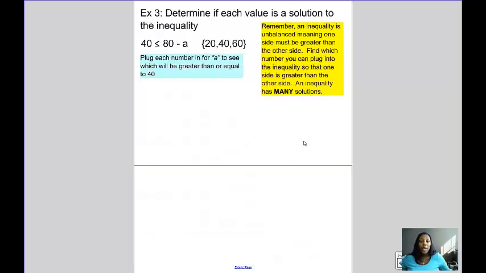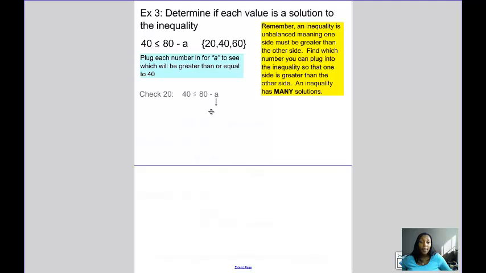So example 3, we're determining if each value is a solution to the inequality. And I'm giving you a different type of inequality. Now you're going to be looking at a less than or equal to. And notice how you've got the line underneath. That means 40 can be less than or equal to this side of the inequality. And we're checking the numbers 20, 40, and 60. And we're plugging in each number for A to see which will be greater than or equal to 40. And remember, an inequality is unbalanced, so you're trying to see which solution will work.